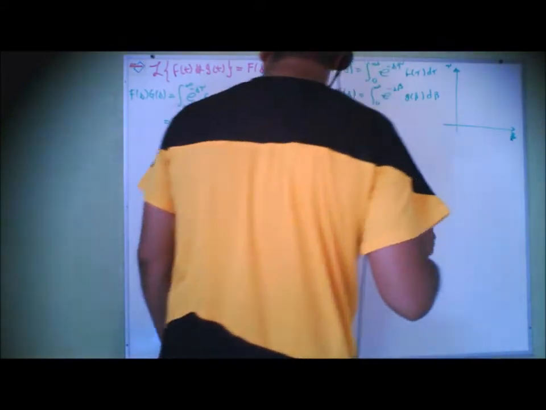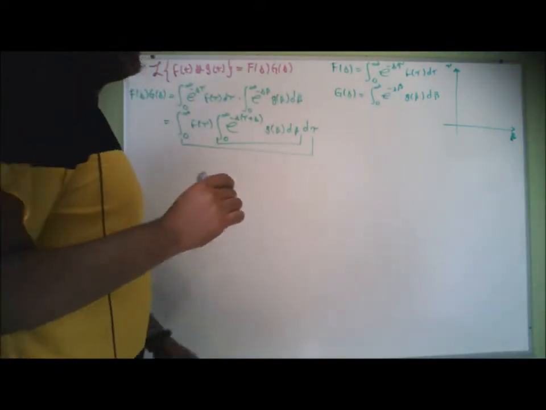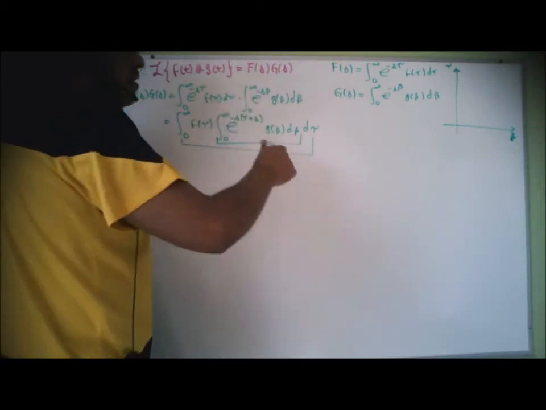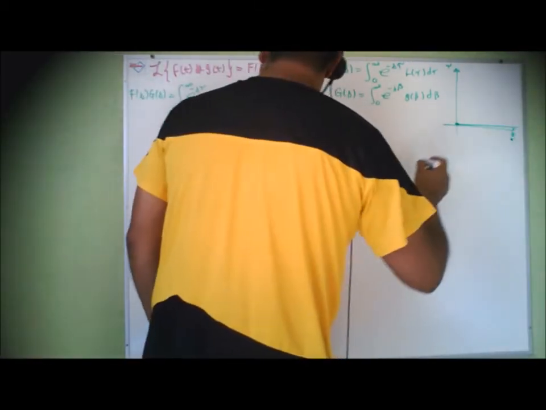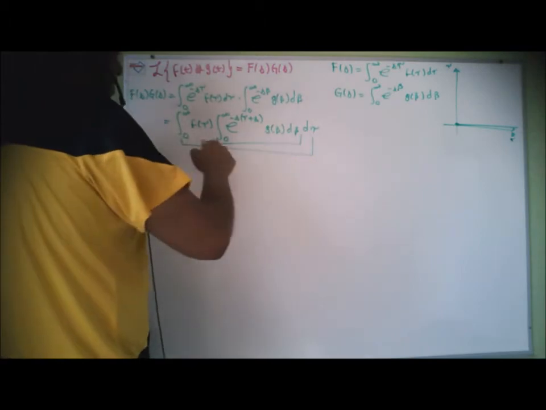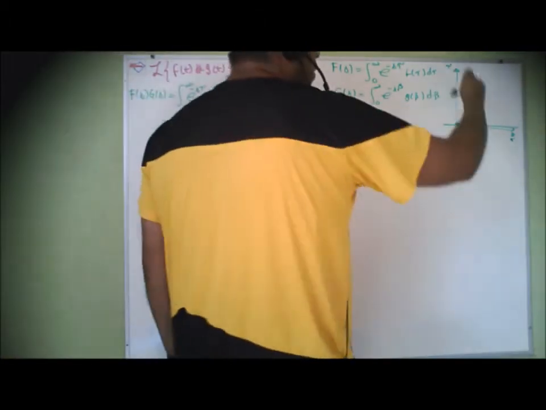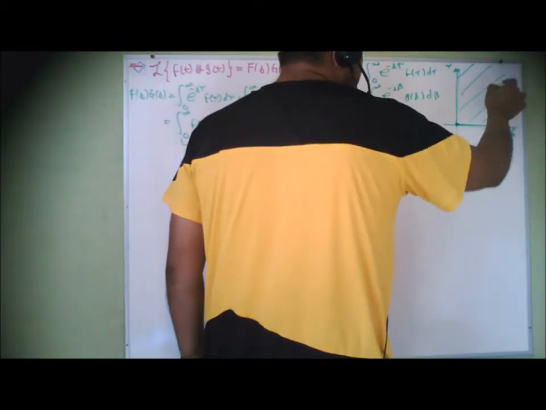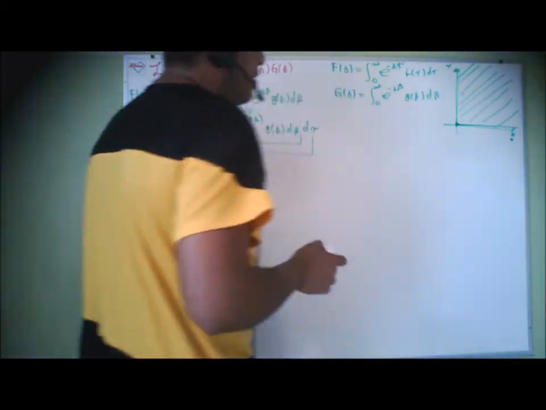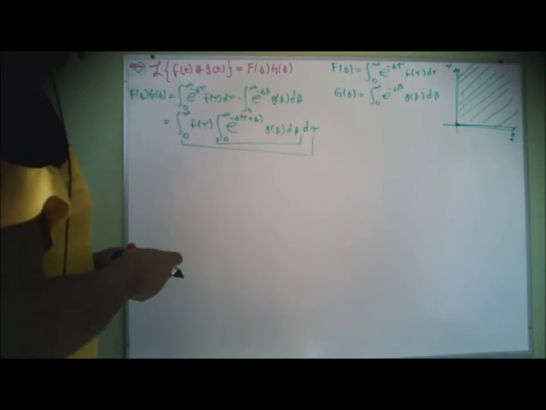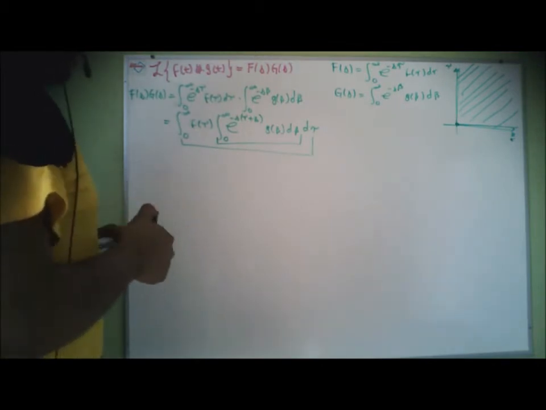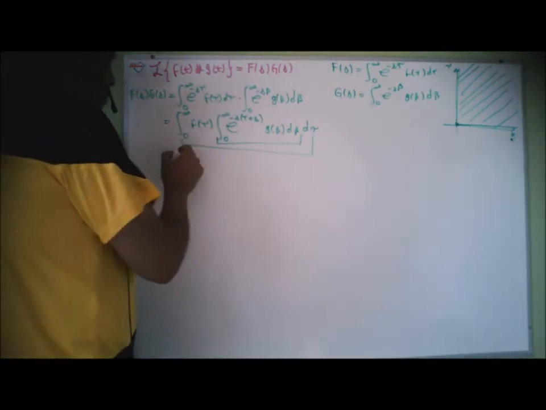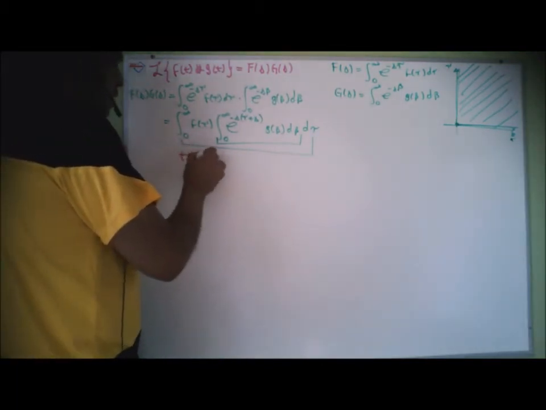What really matters here is the integration region. Beta goes from 0 to infinity, and tau goes from 0 to infinity, which is the other axis. So this is the integration region. Now I'm going to do a variable change here. I'm going to set t equal to tau plus beta.